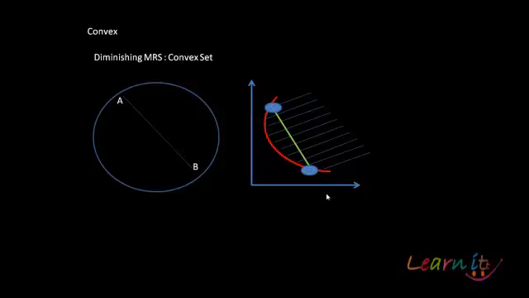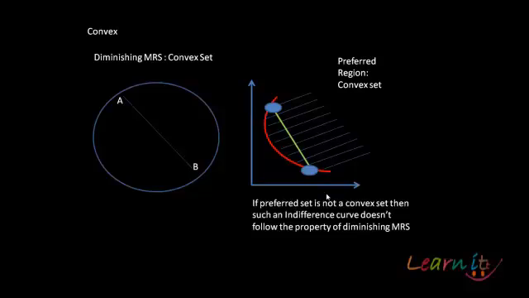Now, if for example there is some indifference curve whose preferred set is not a convex set, then we would say that such an indifference curve doesn't obey the assumption of diminishing marginal rate of substitution. Now, using this concept of convexity, you can also say that individuals actually prefer certain balance in their consumption. They would prefer averages to the extremes.